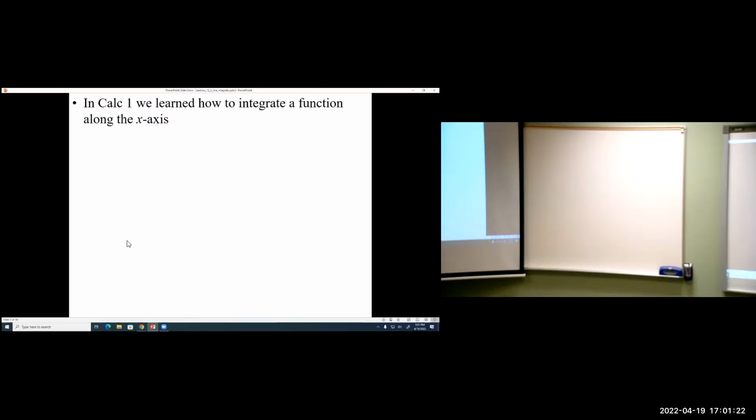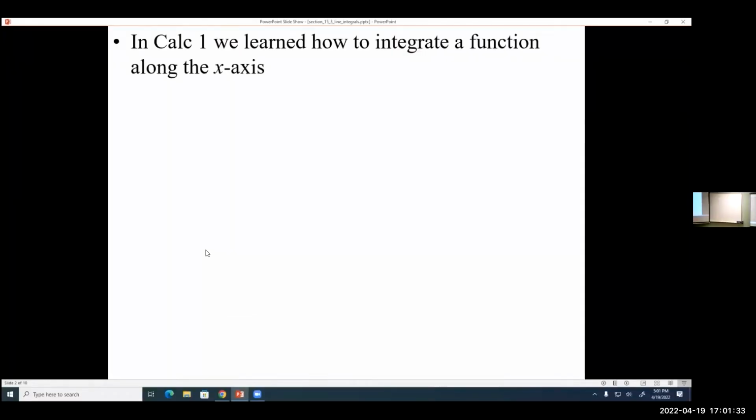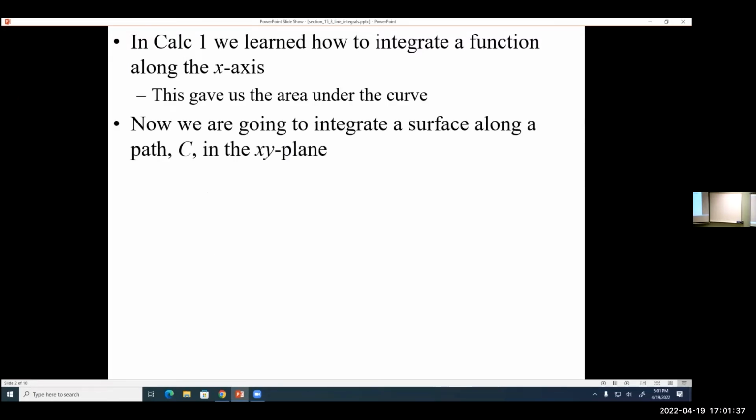So in Calc 1, what we did is we integrated a function along the x-axis, right? Most of our integrals were in terms of x. We're basically integrating along the x-axis. That gave us the area under the curve.